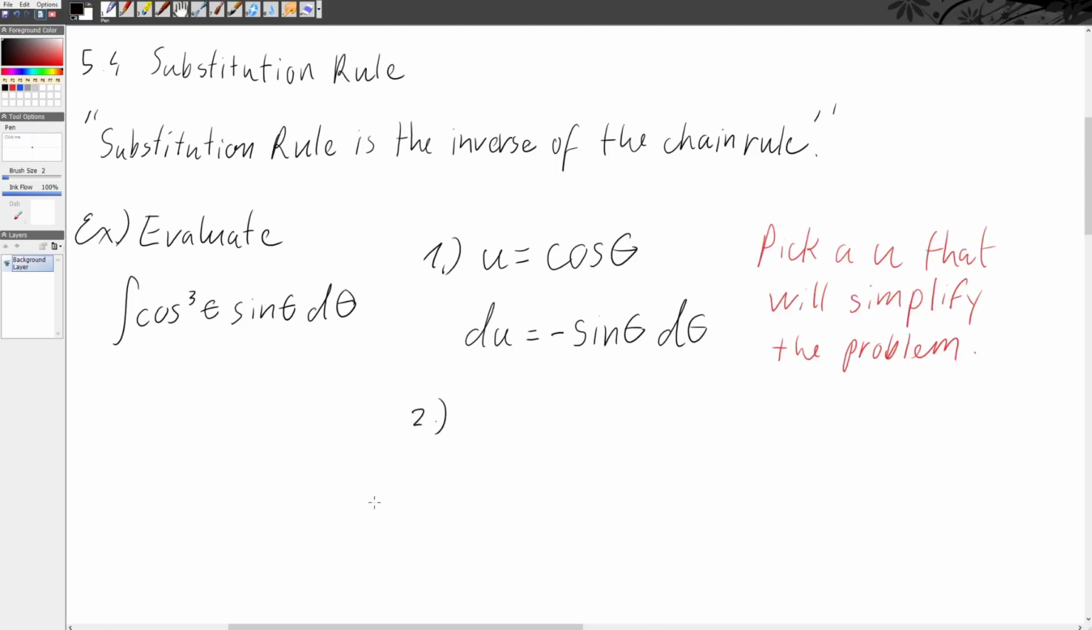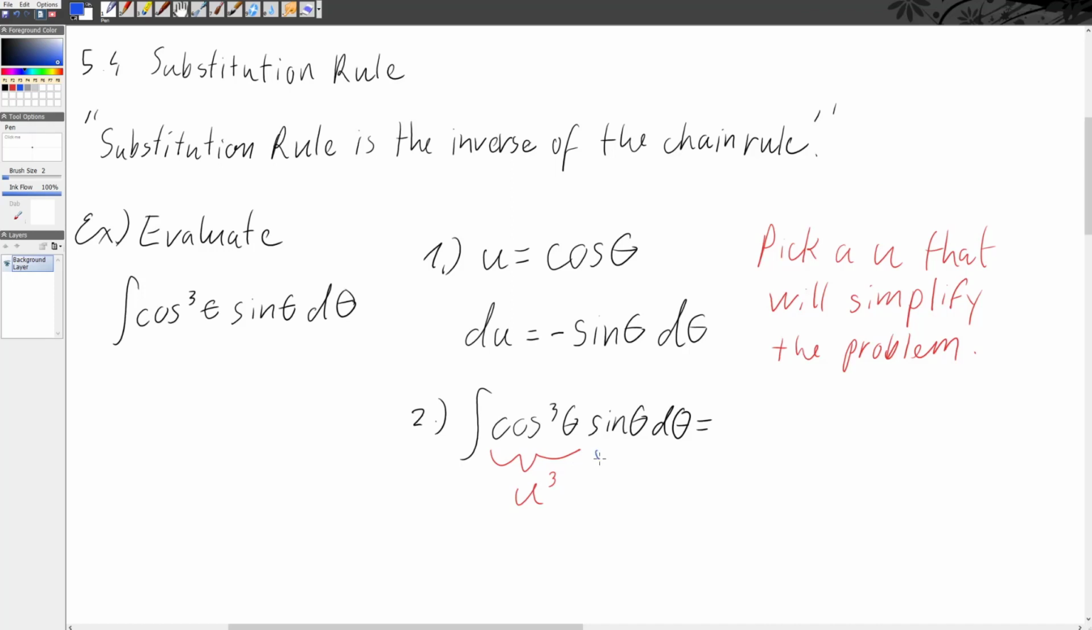Now, what I mean by simplifying the problem is that when you substitute everything back into the equation, it should look a lot simpler. It should look like something that you have already seen before. For example, if we let u be equal to cosine of theta, we have cosine cubed theta, sine theta d theta. Well, cosine of theta, that is u. Cosine cubed is going to be u cubed.